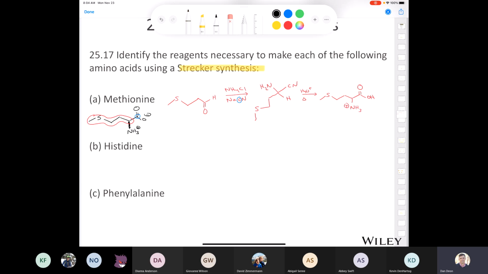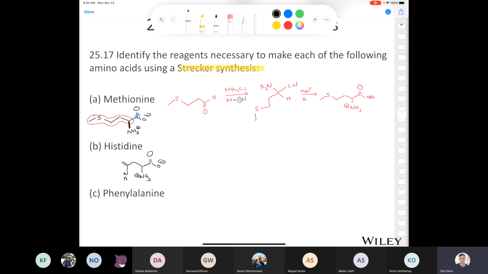Let's try one more. And why don't we try histidine? So histidine has a heterocycle in it, and we'll draw the structure of histidine. So let's draw histidine over here. Then we have a methylene. And then, sorry, I'm going to draw it a different way. I was just getting ahead of myself. Just to make things simpler, I'm going to draw it the same way it's shown in your textbook. So we're going to end up making this molecule, the histidine.